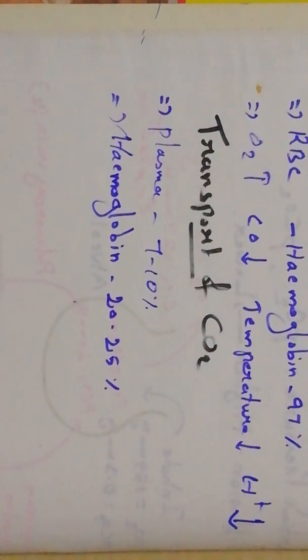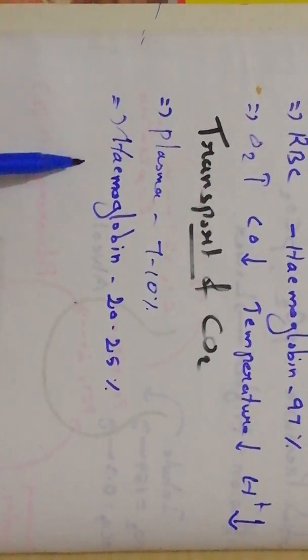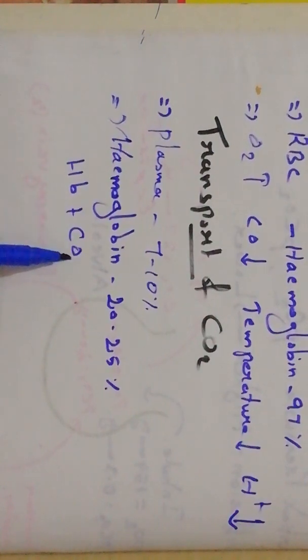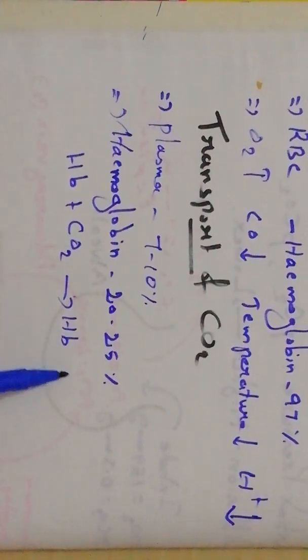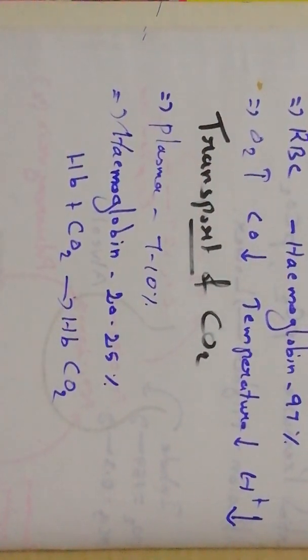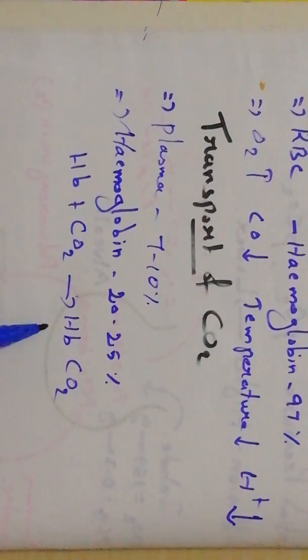Okay. So here we could say, listen, hemoglobin plus carbon dioxide gives HbCO2. So this is known as carbaminohemoglobin.